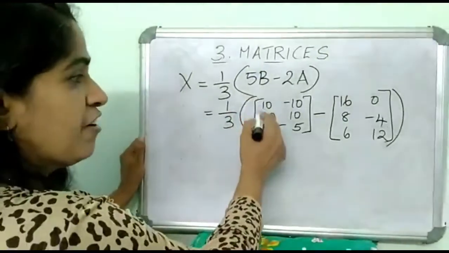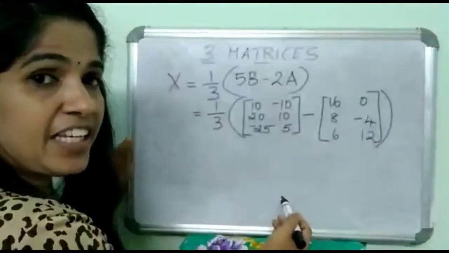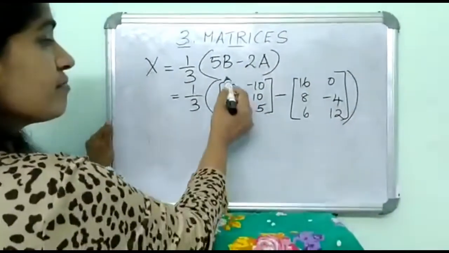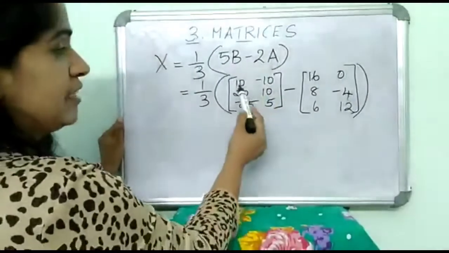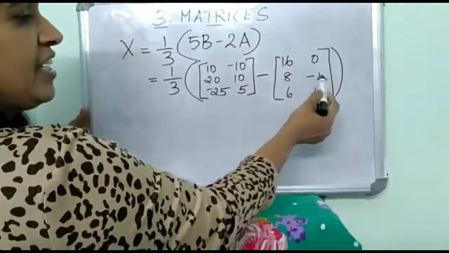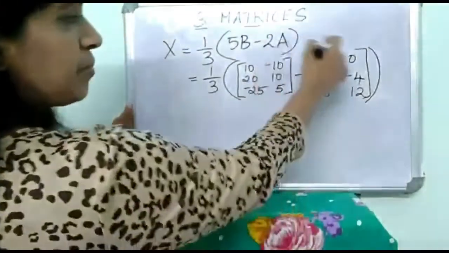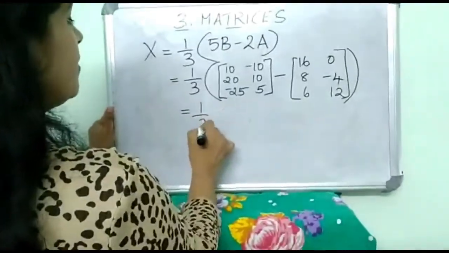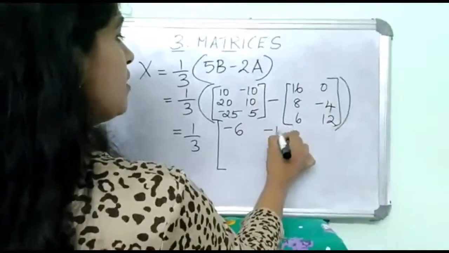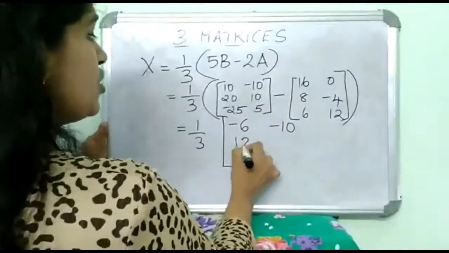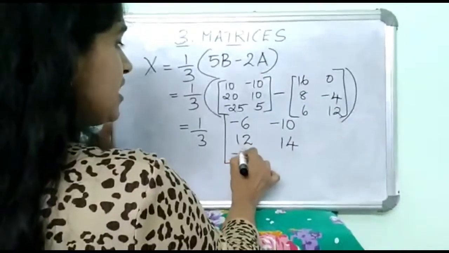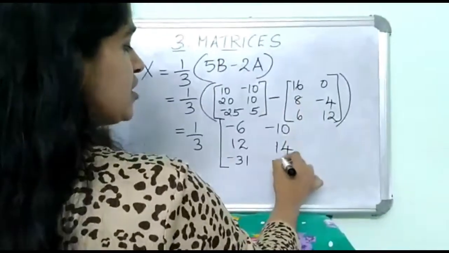So I have written the matrices 5B and 2A, which I got by multiplying each of the entries of B with the number 5, and A by 2. So 5B is a new matrix: 10, negative 10, 20, 10, negative 25, 5. And 2A is a matrix: 16, 0, 8, negative 4, 6, 12. So now I am going to subtract these two matrices. So it is like 1 by 3, 10 minus 16, negative 6, negative 10 minus 0, 20 minus 8, 12, 10 minus negative 4, 14, negative 25 minus 6, which is negative 31, 5 minus 12, which is negative 7.